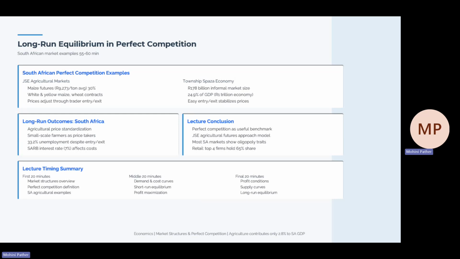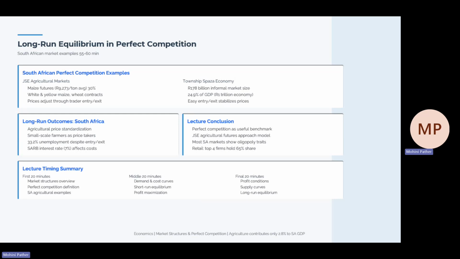The Spaza township economy is about 178 billion, the approximate size of the market. Of course, these are just estimates. They make up approximately 24.9% of GDP. Okay. Easy entry, easy exit. That's essentially what stabilizes the prices in the Spaza shop market.